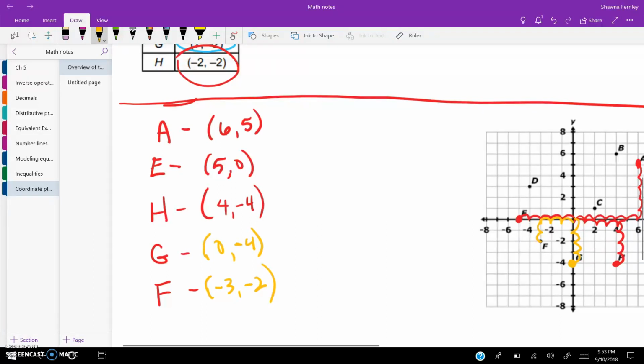All right, that's introduction to coordinate plane in a nutshell. So go ahead and continue on your path, and we'll link up later.